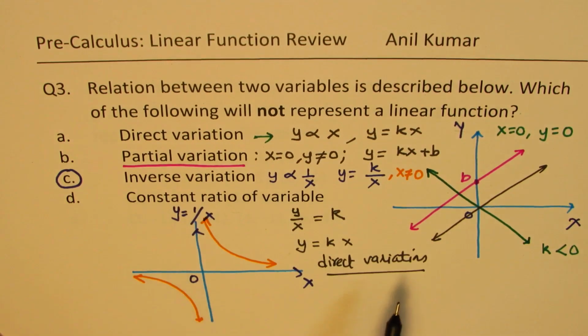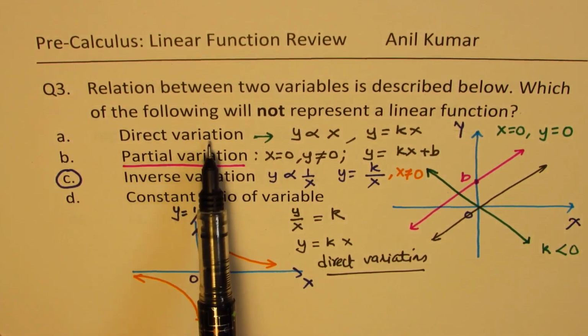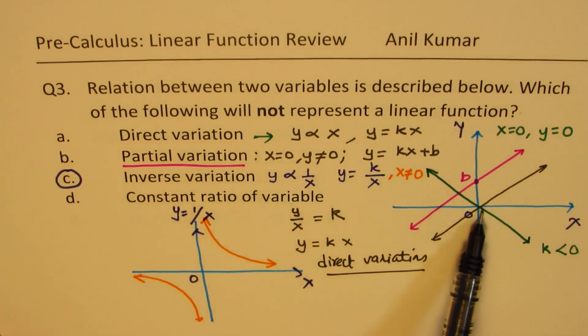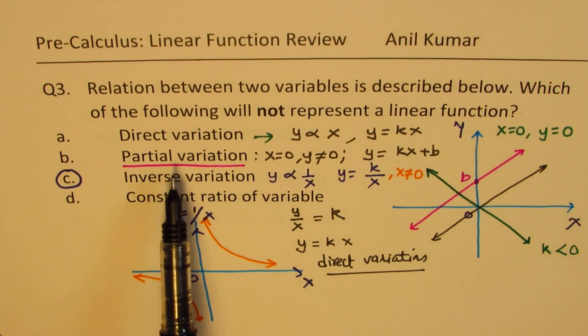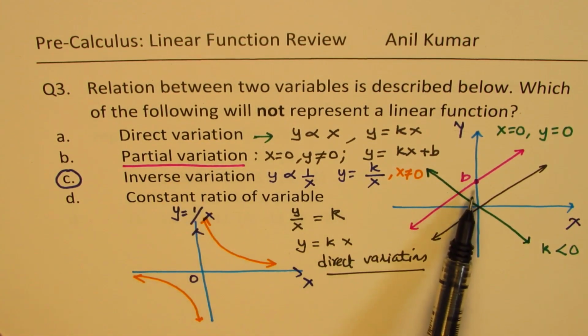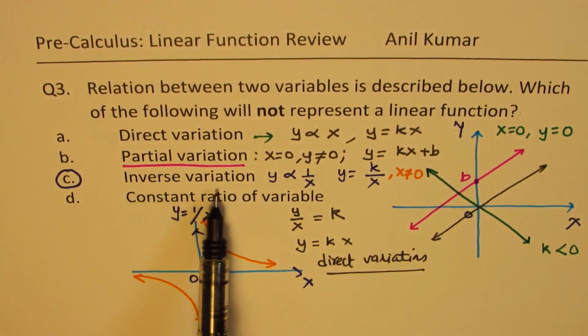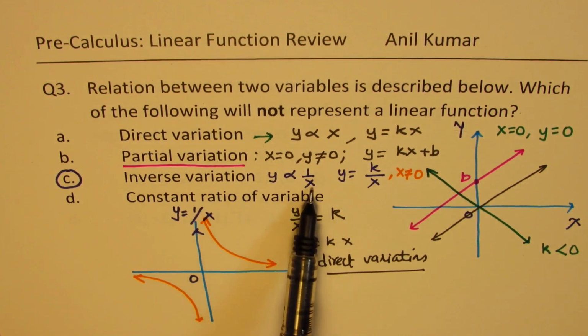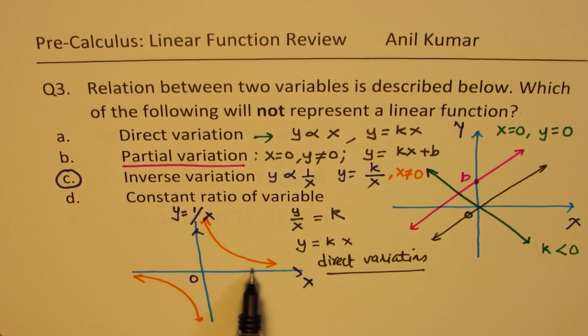So I hope now you understand the terms. Direct variation, a straight line going through origin. Partial variation, a line which is not going through the origin. So that is partial variation. Inverse variation is when x increases, y decreases. When x decreases, y increases. So it's a reciprocal graph of x which is non-linear. Constant ratio means that y over x is a constant, that is y equals k times x. So I hope that is absolutely clear, right?